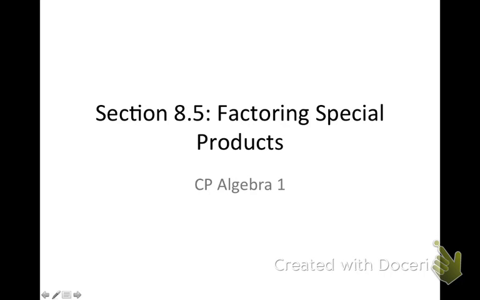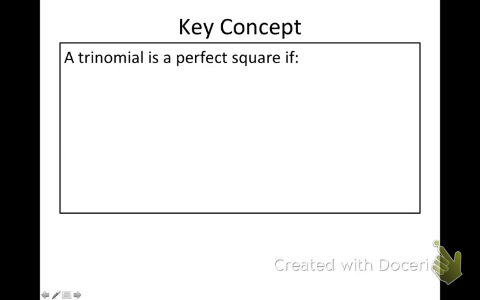That is called a perfect square trinomial. So please jot the following in your notes. We will know if a trinomial is a perfect square. So a trinomial is a perfect square if the following is true. Are you ready? Here is the first.